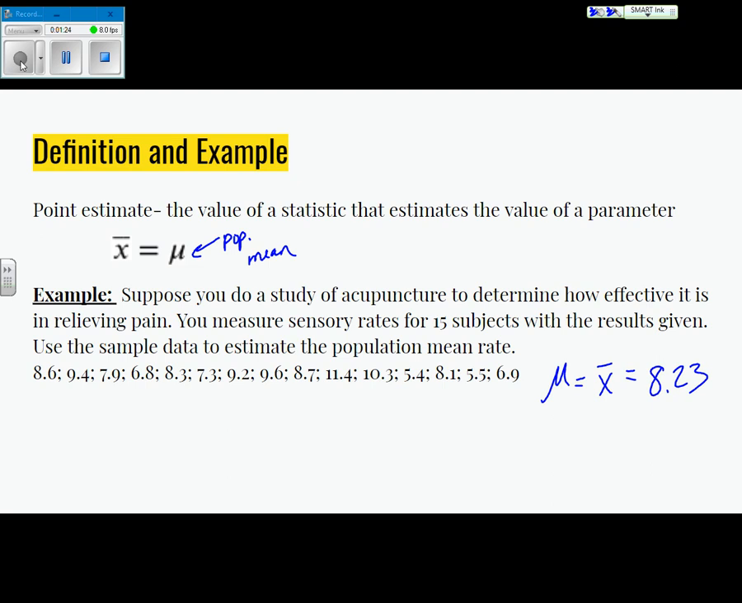Okay? I could also just simply add up all 15 of these numbers and divide by 15. You would still get 8.23. And so that's my best guess for how effective this acupuncture study is as far as the sensory rate goes.